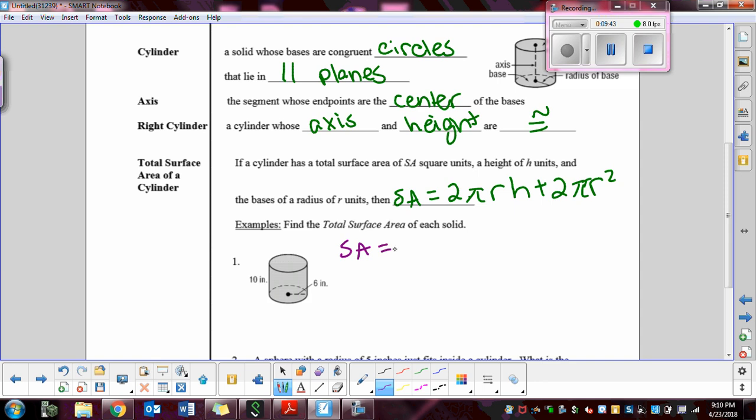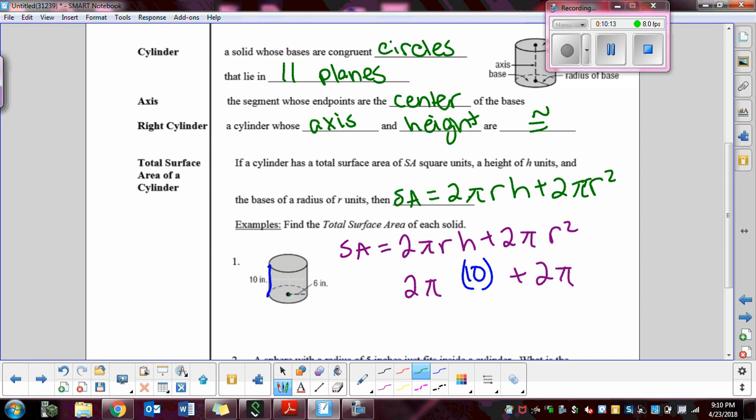So my surface area is, I'm going to rewrite it, 2 pi r h plus 2 pi r squared. We know what r is, that's our radius. h means the height. So the height, in this case, is 10. That connects my two bases. My height is 10. My 2 pi is not going to change. This is not a variable. My r will change. Now I need to find out what r is.